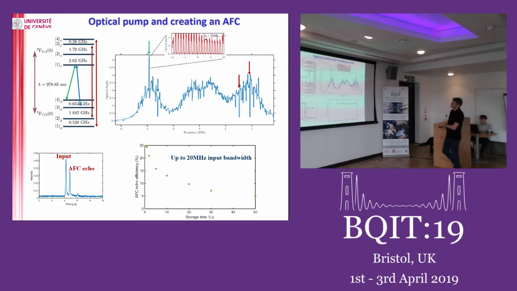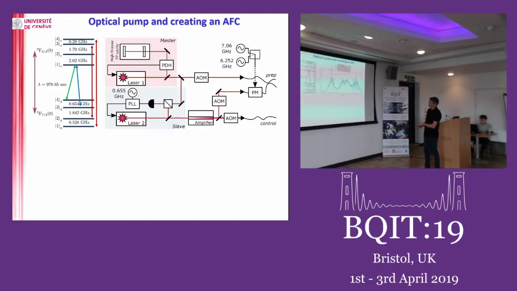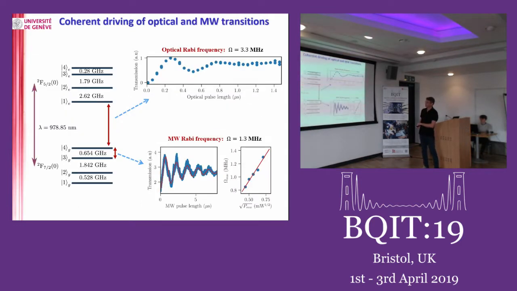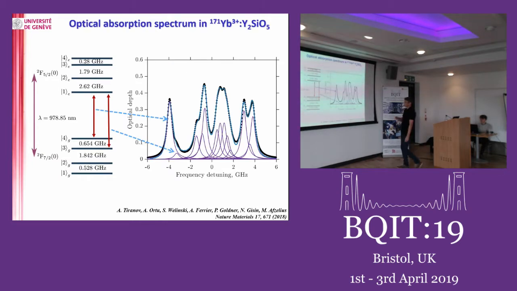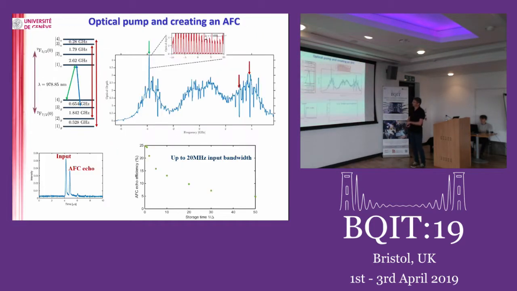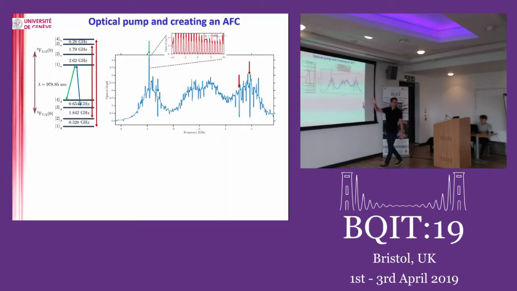So here is an example. Don't be scared, but this is what happens when you do rare earth. You have these absorptions. You shine a laser in it, and you get this kind of absorption spectra here. Don't get confused, only 4 frequencies are relevant here. We have a lambda system here, and we are using these to just optically pump the system.